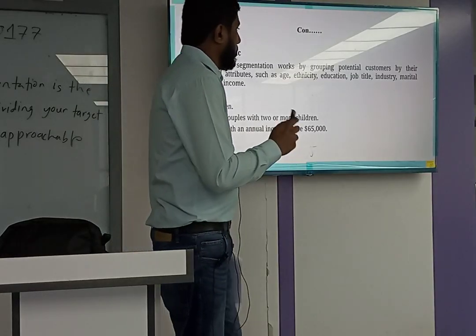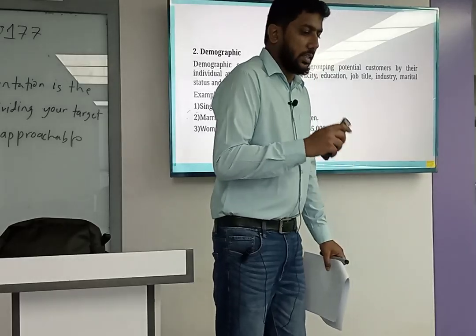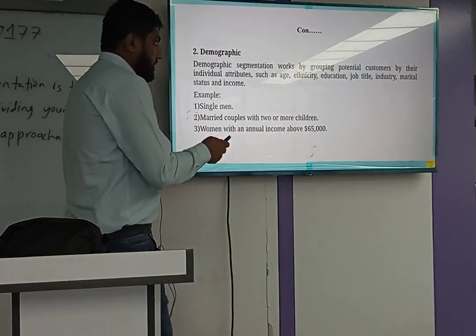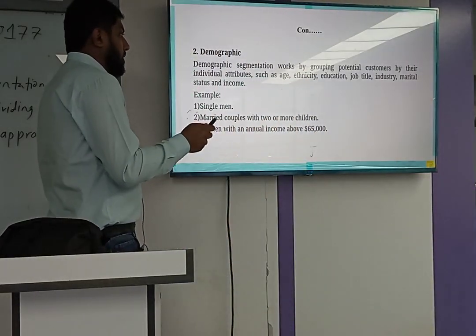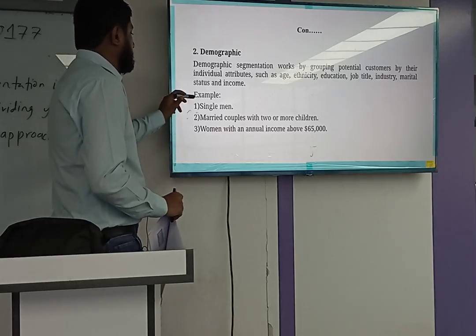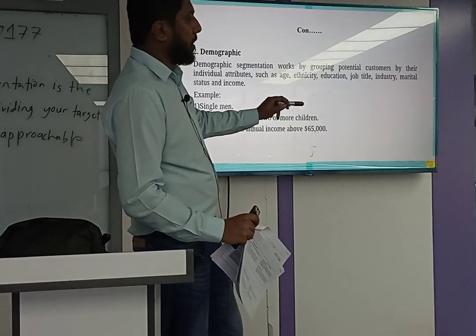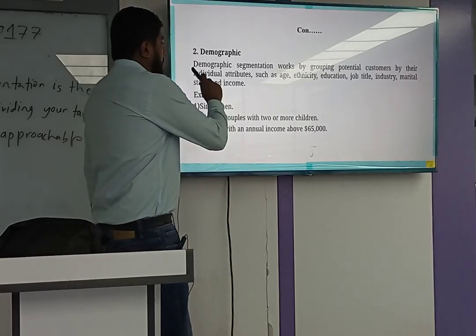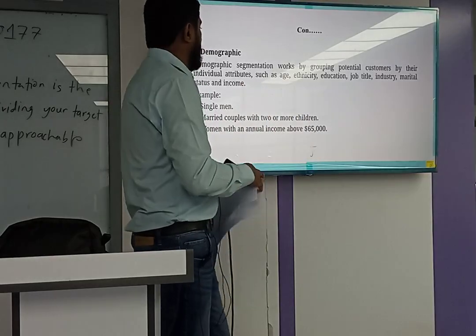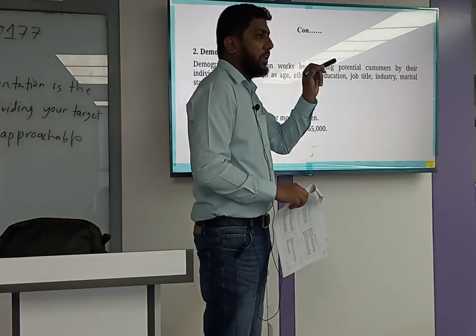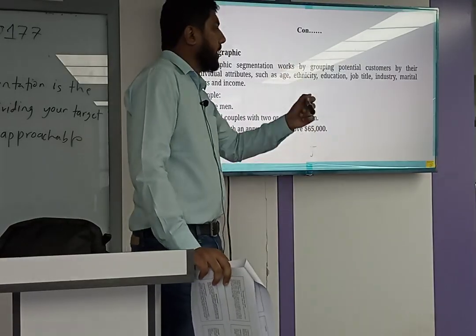Demographic segmentation works by grouping potential customers by their individual attributes such as age, religion, ethnicity, education, job title, industry in which he or she works, marital status and income. So examples can be a single man, a married couple with 2 or more children, a woman with an annual income above $65,000. So I can set the age 20 to 25 in the Bonani area.